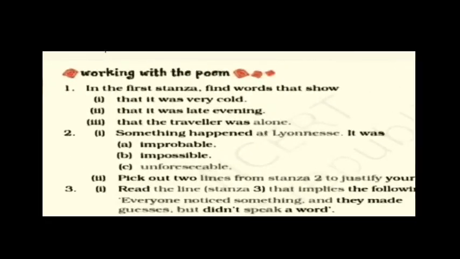Well, visibility will be better now. In the first stanza, find the words that show that it was very cold. There is a reference to the word rime, isn't it? It is indicative of the fact that it was really cold, that it was late evening, stars were shining, right? That the traveler was alone. Lonesomeness is a word mentioned in the poem.